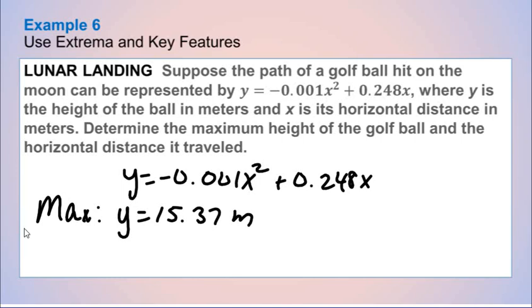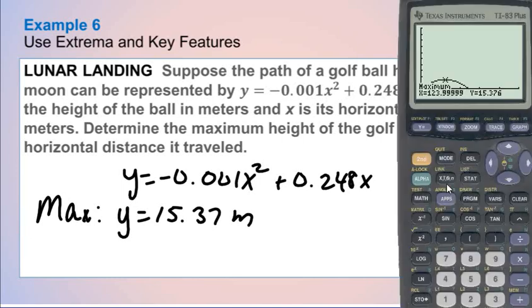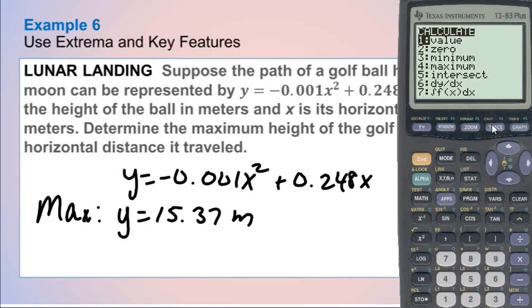And then the distance it traveled. So to find out the distance it traveled, I want to go from 0 to here. So I want to find out what this coordinate is here. So if I go second trace, I need to find the 0, so number 2. Left bound, it means above the x-axis, so I'm going to hit enter. Right bound means I have to go below. So I'm just looking at my y coordinate until it gets into the negatives. There it's in the negatives right here. Hit enter a third time.